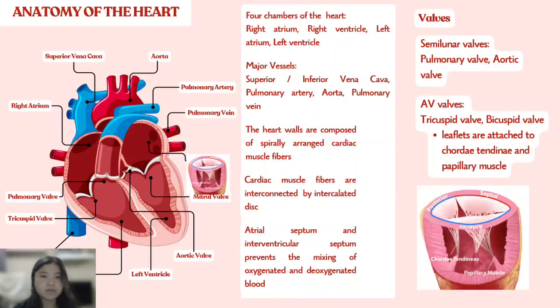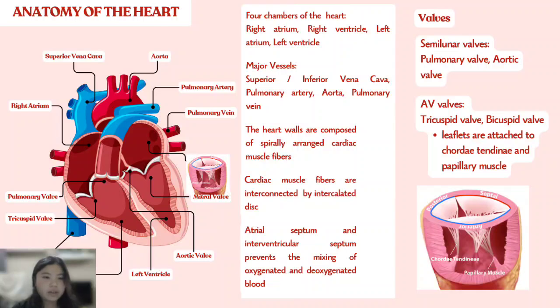The two halves of the heart are separated by a septum to prevent the mixture of oxygenated and deoxygenated blood. The right atrium is attached to the superior and inferior vena cava. The right ventricle is attached to the pulmonary artery. The left atrium is attached to 4 pulmonary veins which are located on the posterior side of the heart, and the left ventricle is attached to the aorta. The heart also consists of valves that prevent the backflow of blood under high pressure.